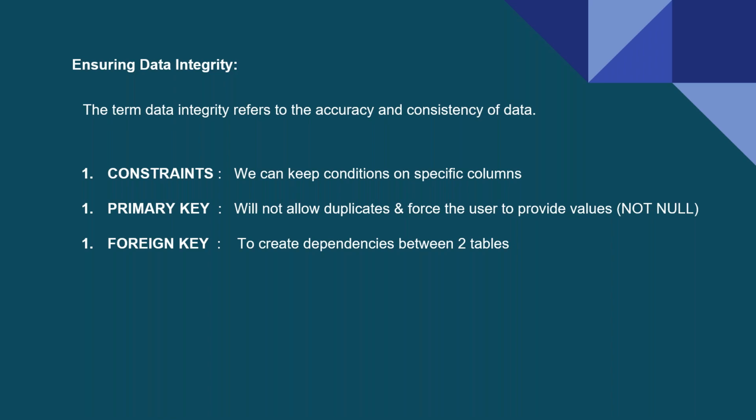So today we will see foreign key and constraints, imposing conditions on specific columns. A primary key will not allow duplicates and forces the user to provide values, and it also takes care of the not null constraint. A foreign key is to create dependency between two tables, so we can interlink tables like a parent-child relationship. We'll see examples on specific column constraints, and also on foreign key. Yesterday we saw primary key also. These are the things we use to ensure data integrity, for the accuracy and consistency of data.